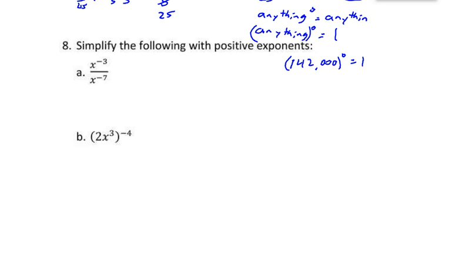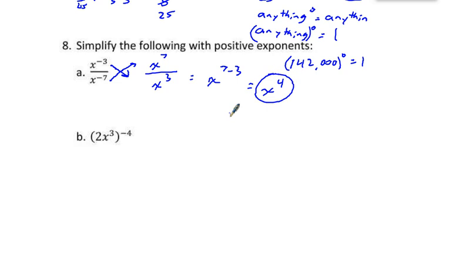Example 8, we just want to simplify this with positive exponents. X to the negative third, x to the negative 7. Because of the negative exponents, we're going to move the factors to the numerator or denominator so that they'll be positive. So we have x to the 7th over x cubed. Thinking back to the quotient rule, we've got x to the 7 minus 3, or x to the 4th power.